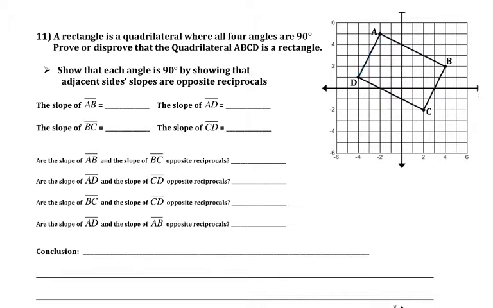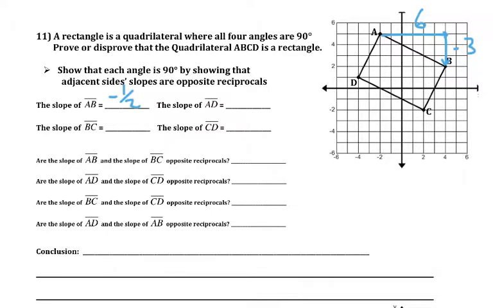So first we're going to find the slope of AB. So A to B, going from A down to B, we're moving to the right, and we're going 1, 2, 3, 4, 5, 6. And we're going down 3, so that's negative 3. So our slope is negative 3 over 6. But we can simplify that. So instead of writing negative 3 over 6, that is negative 1/2.